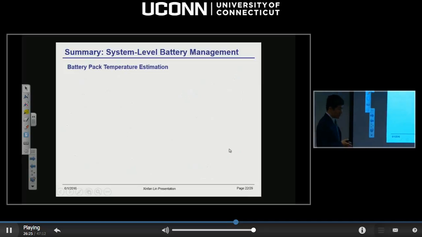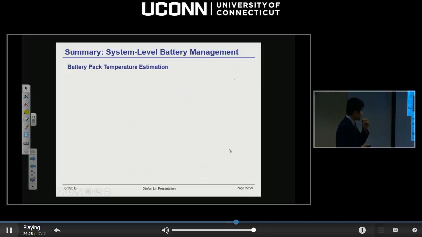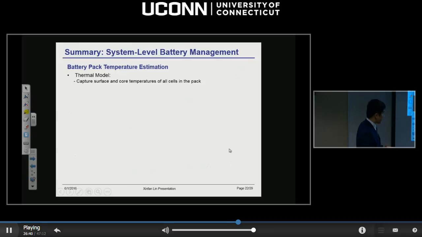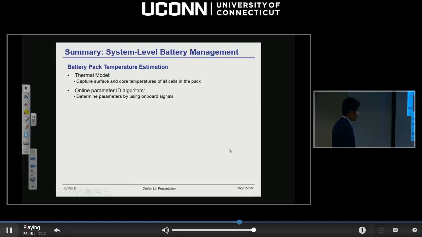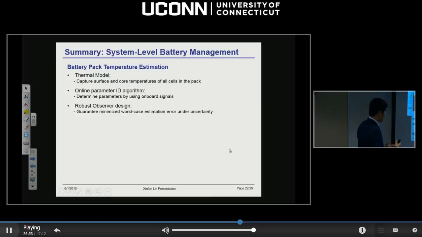So at this point, I've finished talking about the system level battery management. And let me give a summary. I've explored two topics for the system level battery management. The first one is battery pack temperature estimation. First, I constructed a thermal model which captures the surface and core temperature of all cells in the pack. And then I designed an online parameter identification algorithm to determine the model parameters automatically by using the onboard signals. And then I combined the model with the sparse temperature sensing to create a robust observer, which can guarantee minimized worst-case estimation error under the uncertainty brought by the sparse temperature sensing.